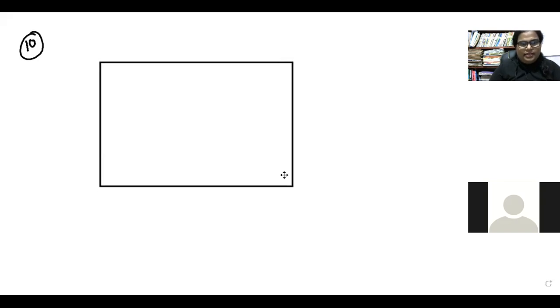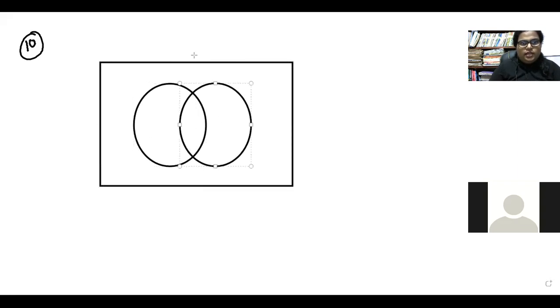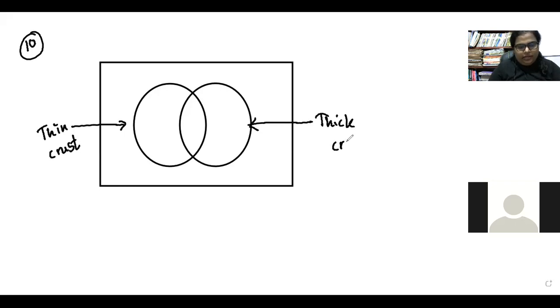So we are talking about question 10, and I'm going to draw the Venn diagram for this one. It is a two-set question. This is the set of people who like thin crust, and this is the set of people who like thick crust. So we have to find the number of people in this universal set.